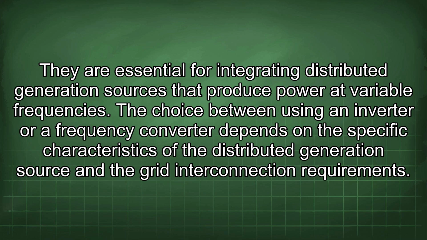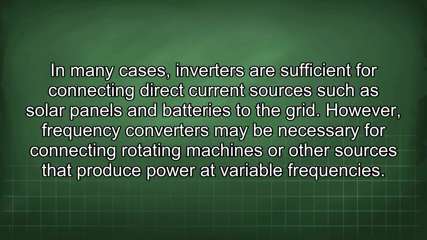The choice between using an inverter or a frequency converter depends on the specific characteristics of the distributed generation source and the grid interconnection requirement. In many cases, inverters are sufficient for connecting direct current sources such as solar panels and batteries to the grid. However, frequency converters may be necessary for connecting rotating machines or other sources that produce power at variable frequencies.